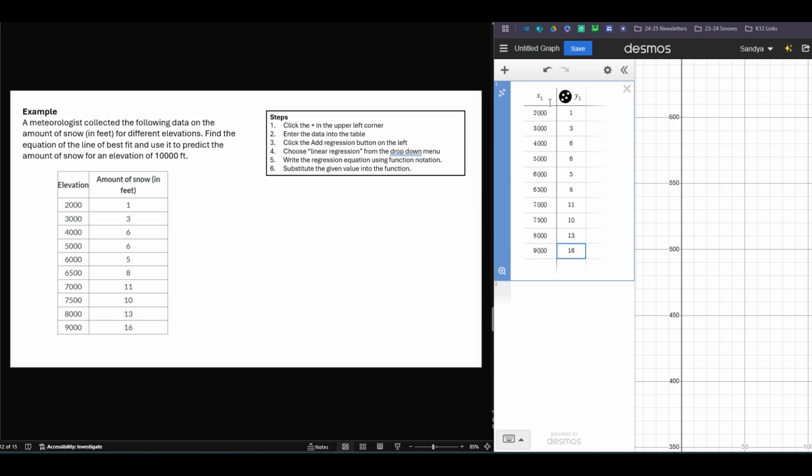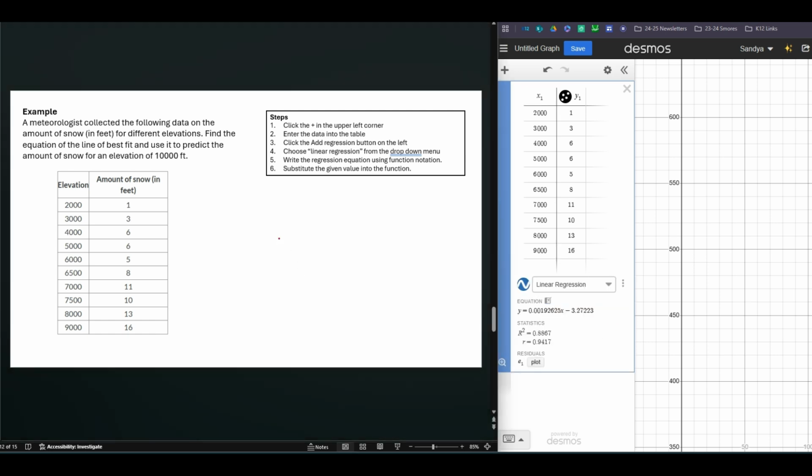Okay, so now that I have all my values entered, I'm going to click add regression, and you see it automatically does a linear regression. So I'm going to round my coefficient so I can write out this equation. So I have 0.0019x and then minus 3.27. Okay, so that's my equation.